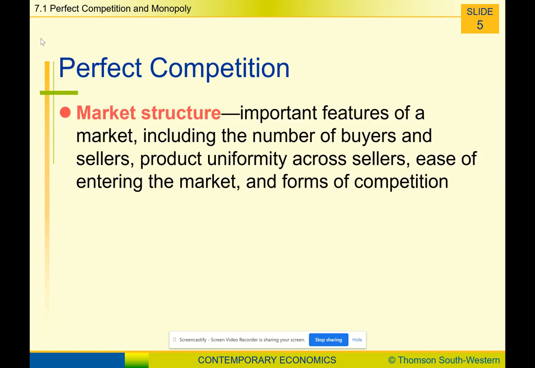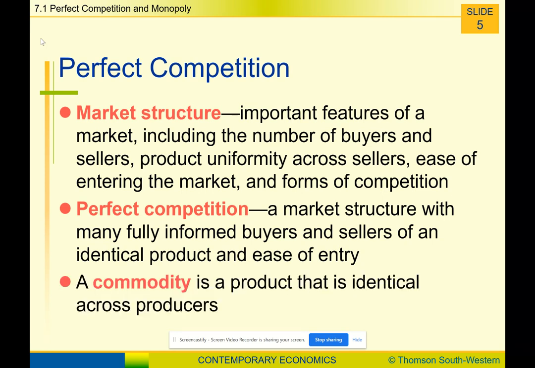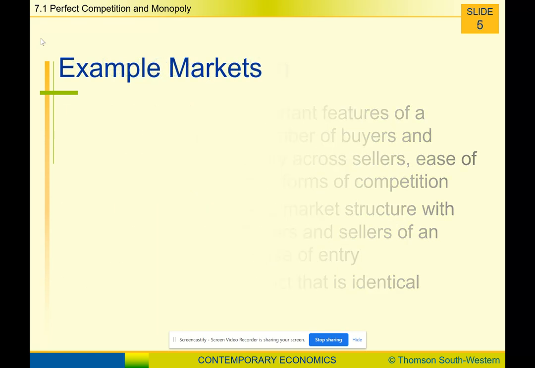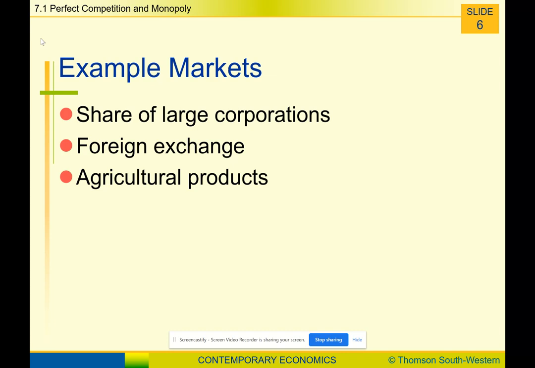Perfect competition. First, market structure. These are important features of a market, including the number of buyers and sellers, product uniformity across sellers, ease of entering the market, and forms of competition. Perfect competition is a market structure with many fully informed buyers and sellers of an identical product and ease of entry. A commodity is a product that's identical across producers. Example markets: a share of large corporations, foreign exchange, agricultural products.